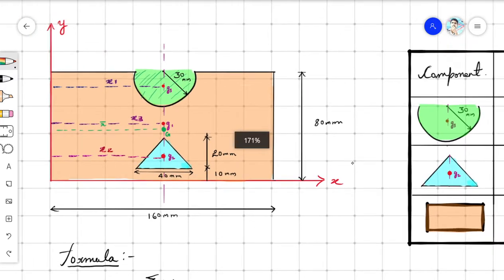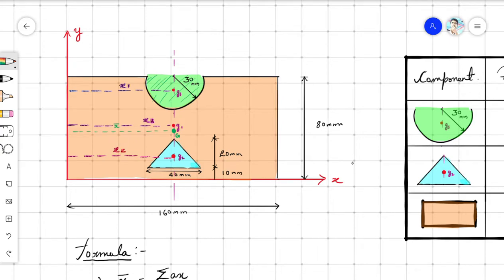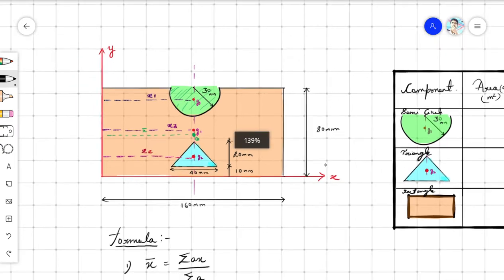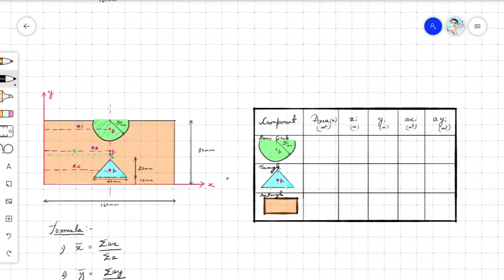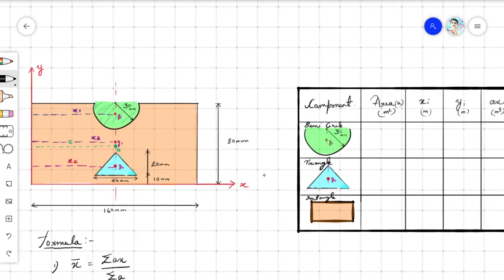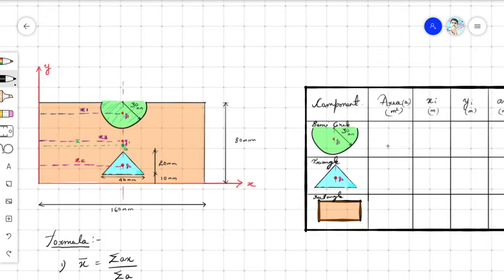So coming up with the components, we have three components: the first part, let us take it as the semicircle, then the triangle, and the last one is the rectangle. The whole concept of this lies in this area itself. You need to understand the concept. First let us do the rectangle.